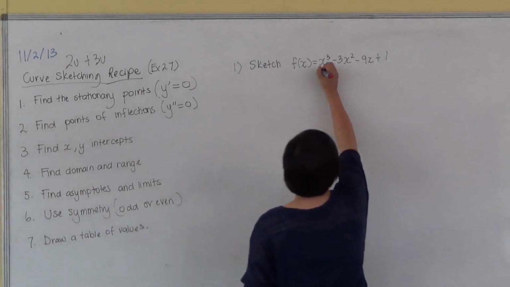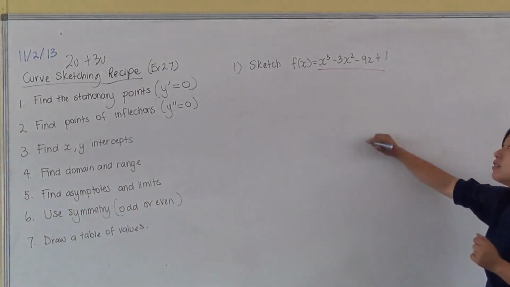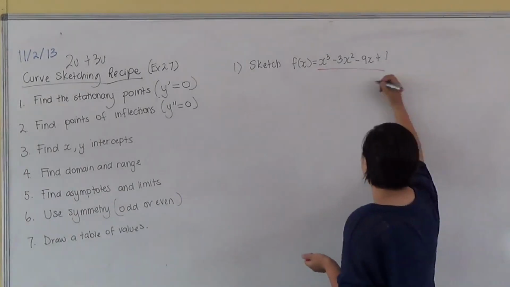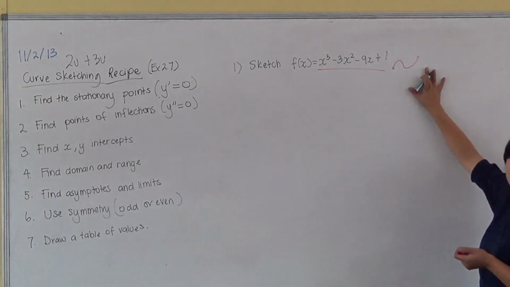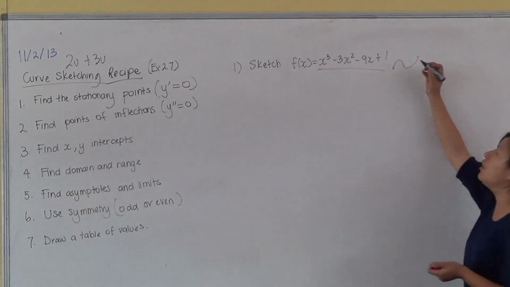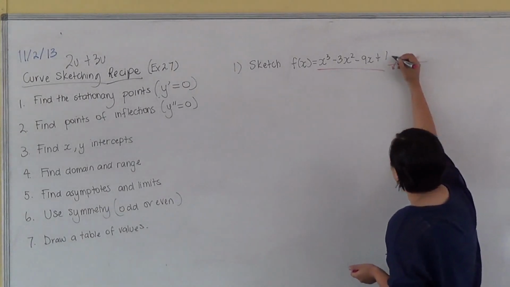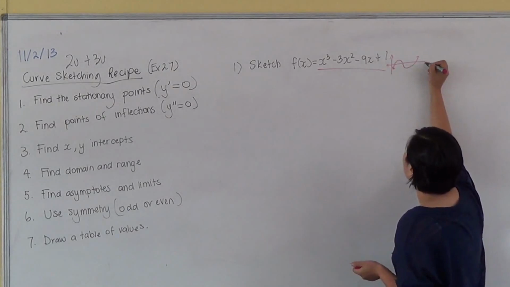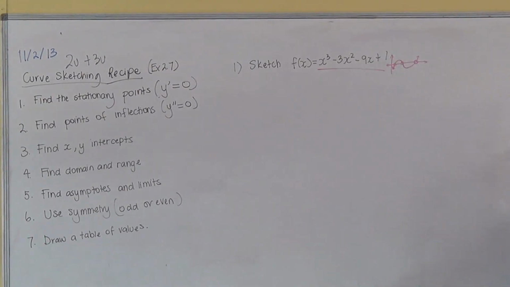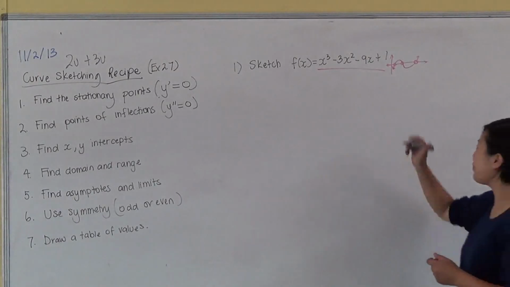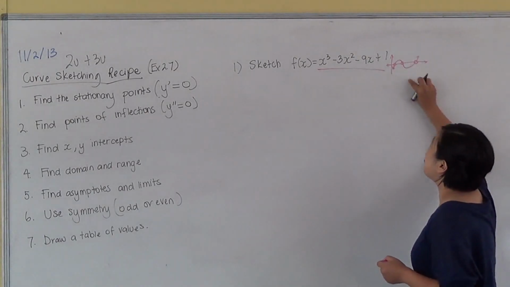This is the function we want to sketch. It's a cubic graph, and a cubic graph has generally that shape. That's what a cubic graph looks like. It can have up to 3 x-intercepts. We're going to work that out later on, but that's the general shape we want for our graph.